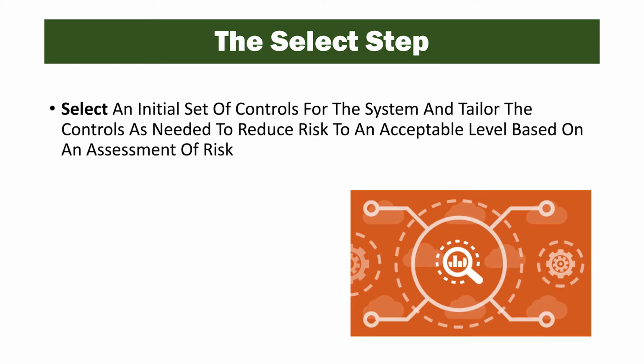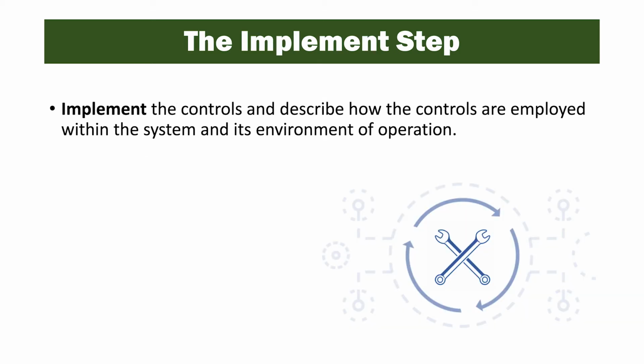In the select step, we select an initial set of controls for the system and tailor the controls as needed to reduce risk to an acceptable level based on an assessment of risk. The next step is the implement step. And in the implement step, we implement the controls and describe how the controls are employed within the system and in the environment of operation.